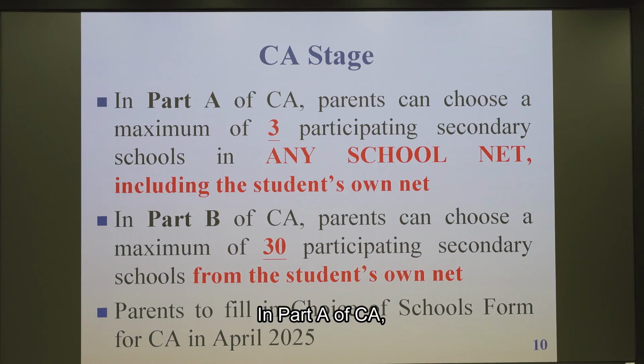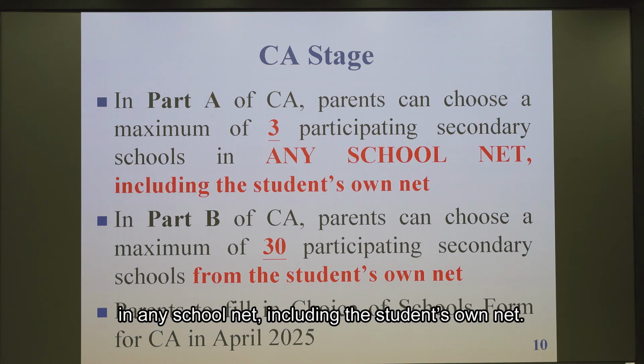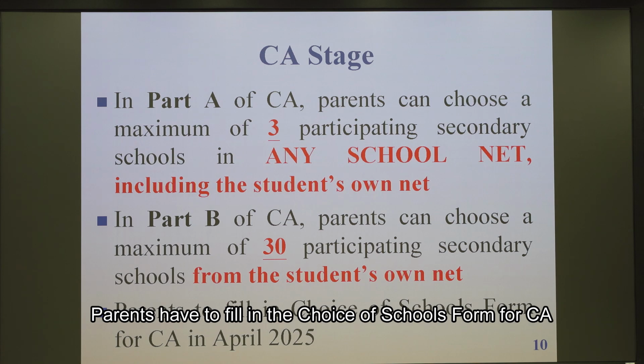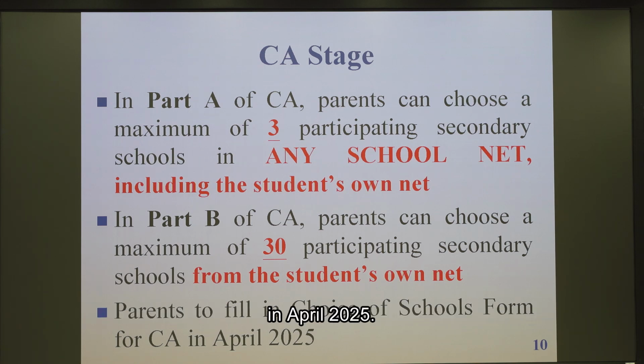CA stage. In Part A of CA, parents can choose a maximum of 3 participating secondary schools in any school net, including the student's own net. In Part B of CA, parents can choose a maximum of 30 participating secondary schools from the student's own net. Parents have to fill in the choice of schools form for CA in April 2025.